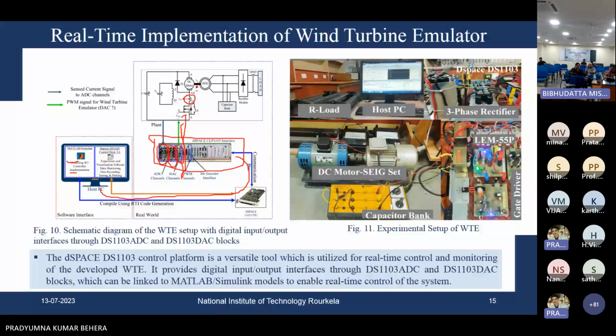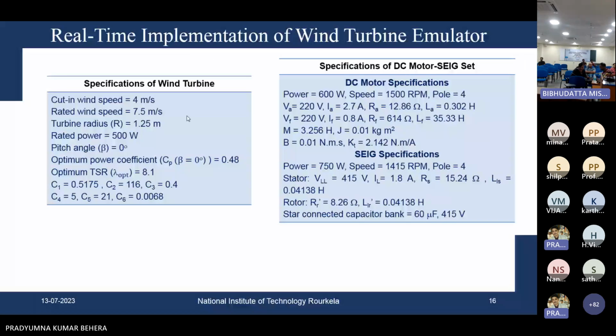The experimental setup of the wind turbine emulator is shown in figure 11. Next I will discuss all the hardware components involved in the system. These are the specifications of the wind turbine as well as the DC motor SCIG set. The cut-in wind speed is 4 meters per second, the rated wind speed is 7.5 meters per second, the turbine radius is 1.25 meter, and the rated power of the wind turbine is 500 watt.